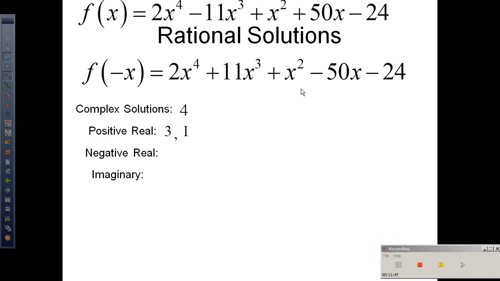How many sign changes are across here? We have a positive, positive, positive, negative, negative. So there's 1 change here from positive to negative. So we have 1 negative real.